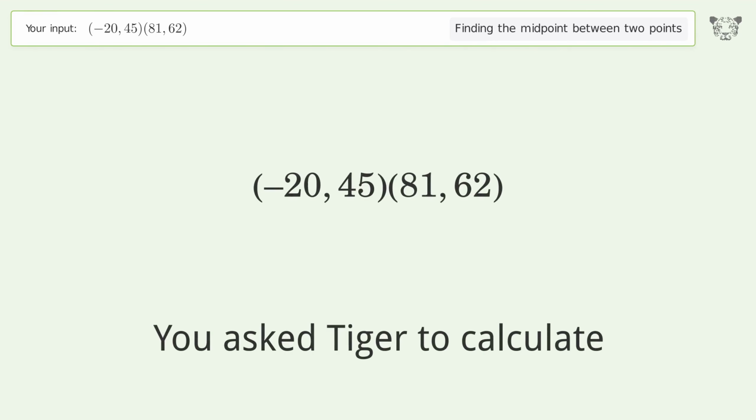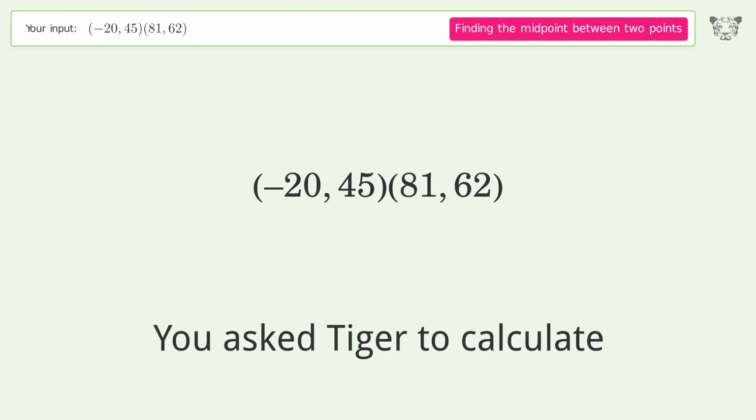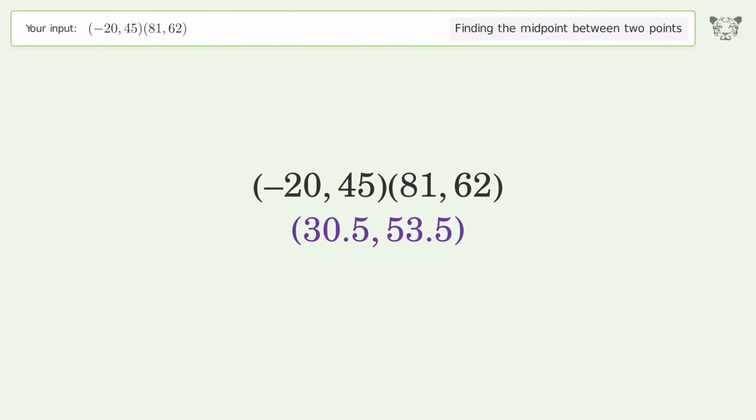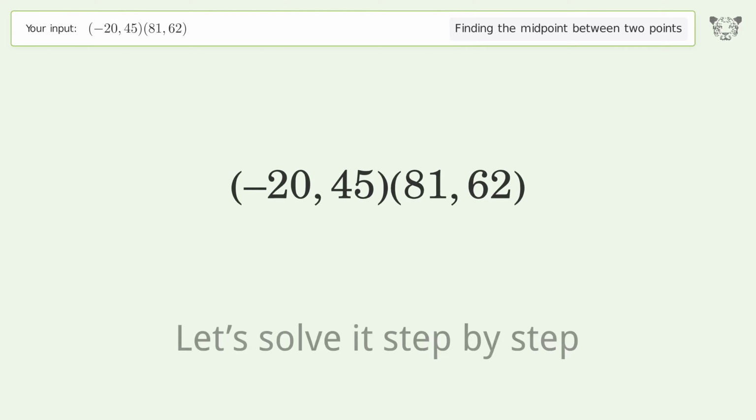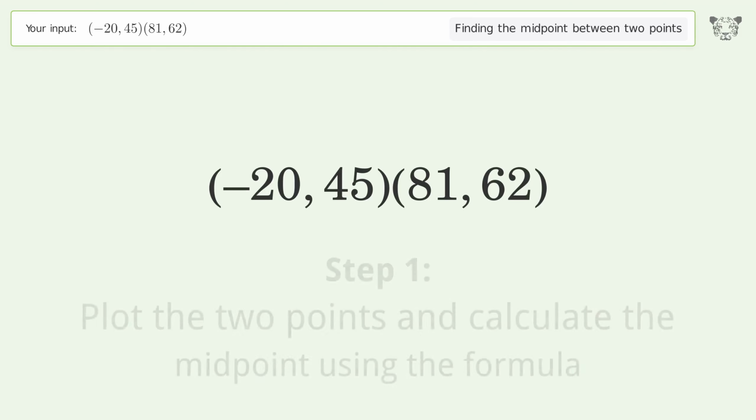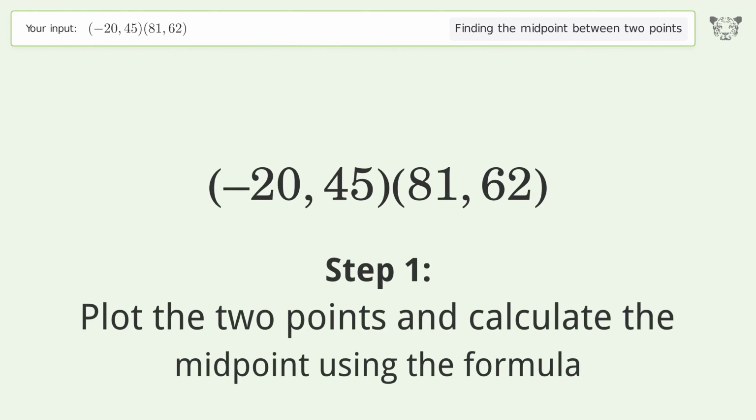You ask Tiger to calculate. This deals with finding the midpoint between 2 points. The midpoint between the 2 points is 30.5, 53.5. Let's solve it step by step. Plot the 2 points and calculate the midpoint using the formula.